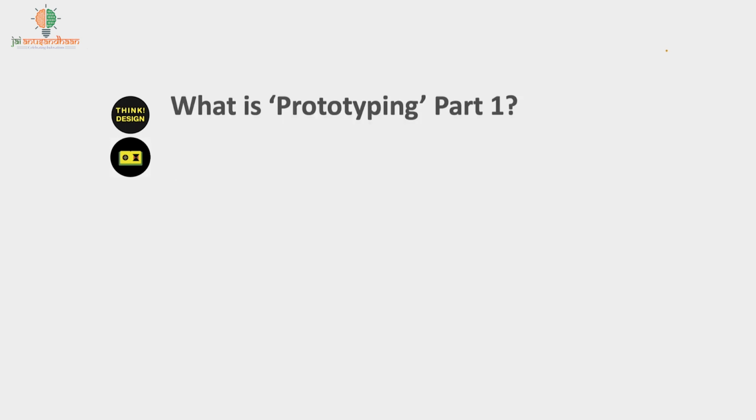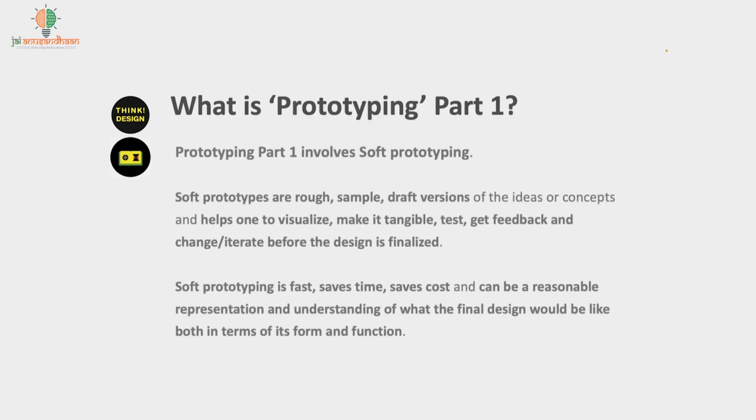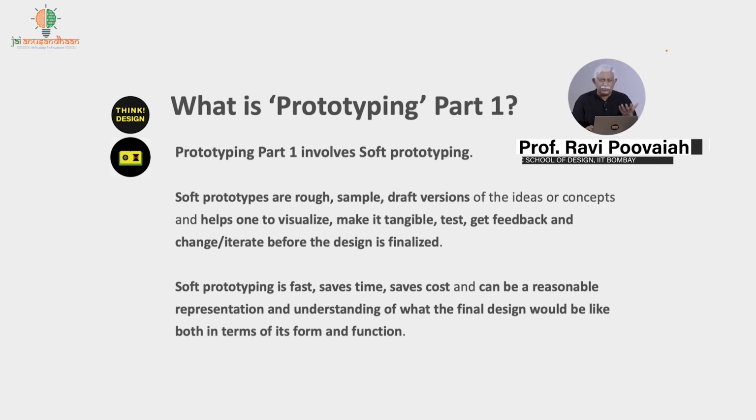So let's look at what is prototyping, part 1. It actually involves what we call soft prototyping. Soft prototypes are very rough sample draft versions of the idea or concepts that you have finalized, and these help you to visualize and make it tangible. That means you can feel it, touch it, test it, show it to the users and get feedback, and based on this feedback you can change, modify and iterate before you're very happy with the design and can finalize it.